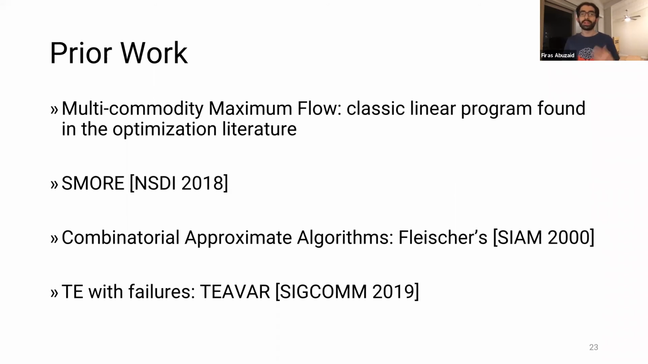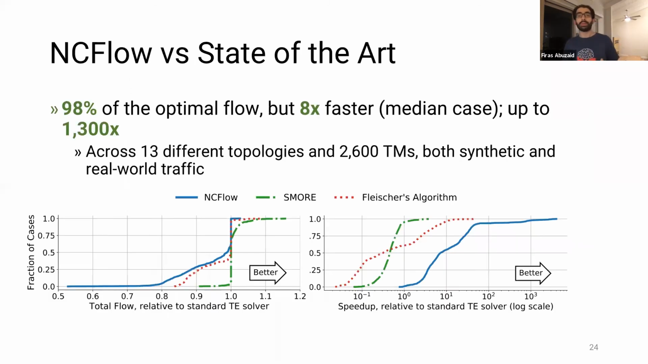We also compared against several prior works on traffic engineering, such as SMORE, as well as combinatorial algorithms such as Fleischer's. And for failure handling, we evaluated NC flow against TAVAR. Unlike these prior techniques, NC flow is the only approach that exploits clustering to decompose the problem into a more tractable form.